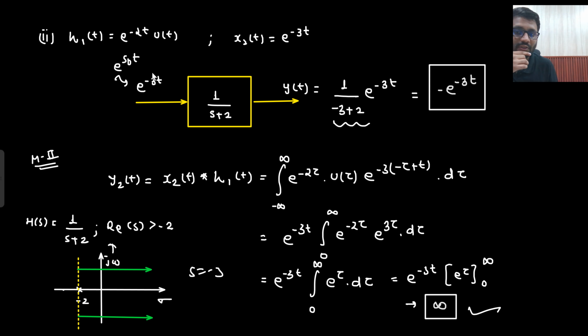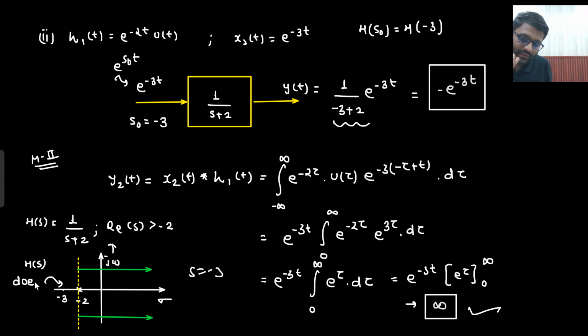So if you are putting the s naught value here, H(s naught) equals H(minus 3), that means you are putting the s naught value as minus 3. So where will be minus 3? Here will be minus 3. At this particular point, H(s) does not even converge. So here only you went wrong, so the next steps are also wrong.